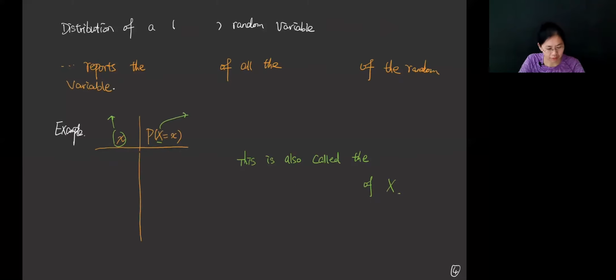The first thing for a random variable is distribution. The distribution of a discrete random variable reports the probability of all the outcomes of the random variable, or all the realizations of the random variable.